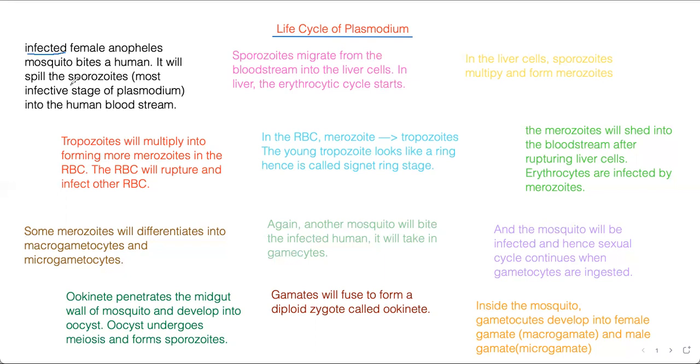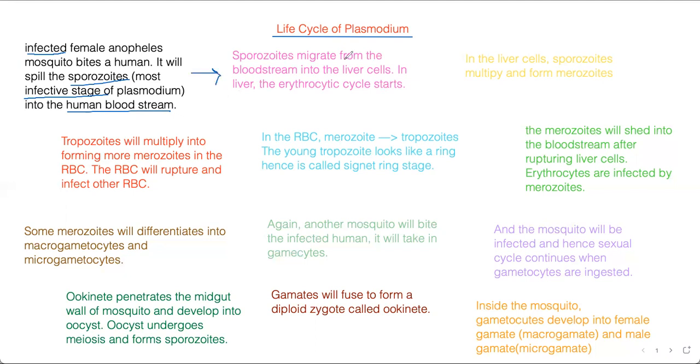The sporozoite is the most infective stage of Plasmodium. The sporozoites will be spilled into the human bloodstream. When the infected female mosquito bites a human, the sporozoites present in its salivary gland will be spilled into the human bloodstream.